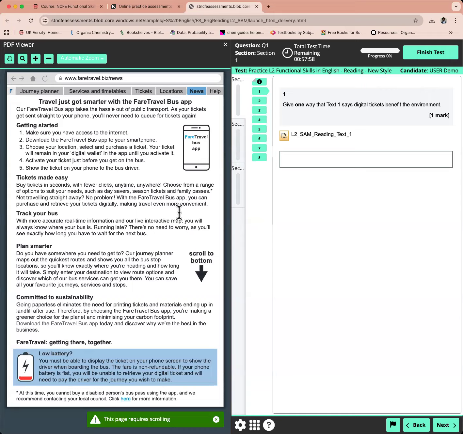Tickets made easy. It is giving some positive points about why this app would be useful, because it's going to make tickets electronically available, maybe stop wastage of paper, and obviously the time that you spend in terms of getting a physical ticket. So those are the kind of things which have been mentioned in this paragraph.